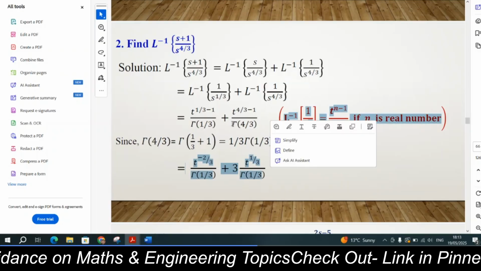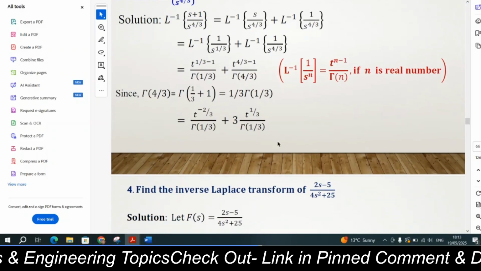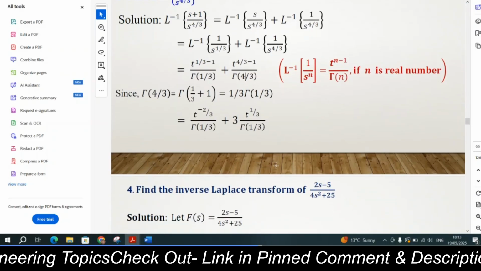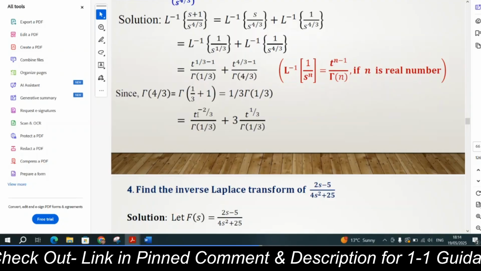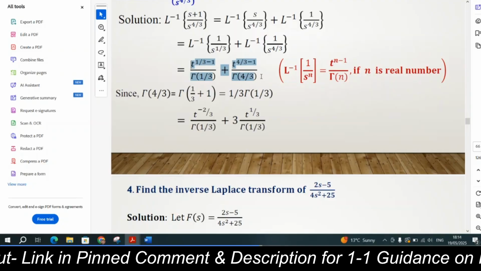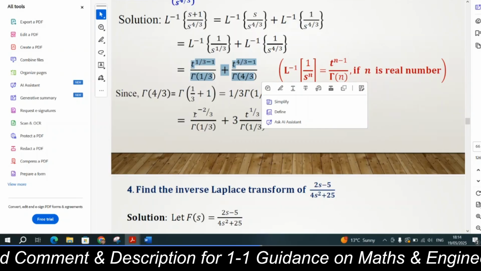So gamma 4 by 3 is written as gamma (1 by 3 plus 1), which is 1 by 3 into gamma 1 by 3. And this can be substituted over here, and that is what they have done. They have substituted gamma 4 by 3, and now you have a common denominator, so it becomes easier to make a single numerator with a common denominator.